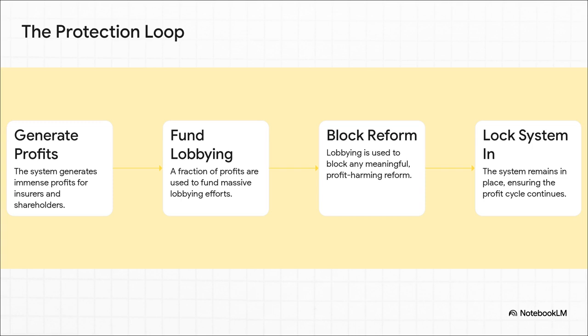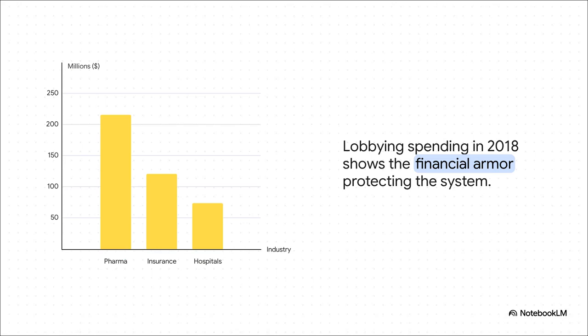The system generates these immense profits. Those profits are then turned around and used to fund lobbying. That lobbying power blocks any meaningful reform. And so, the system stays locked in place and the profits keep flowing. And the scale of that political armor is just immense. I mean, look at these numbers. In just 1 year, these three sectors of the industry spent hundreds of millions of dollars on lobbying. That kind of financial force can just overwhelm the resources of anyone trying to push for genuine reform.